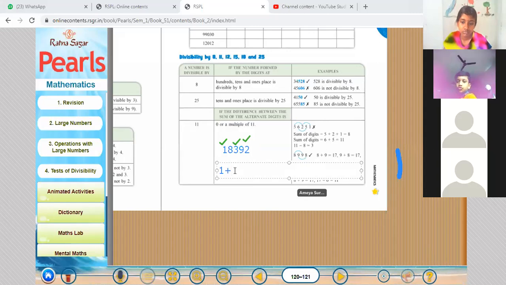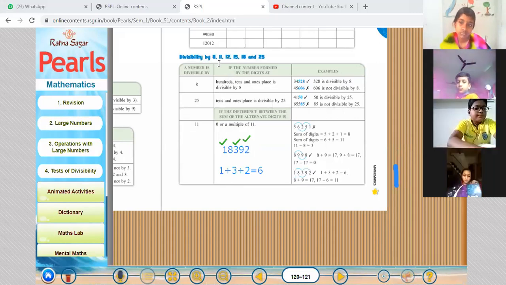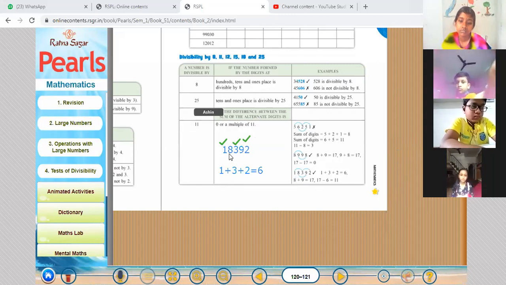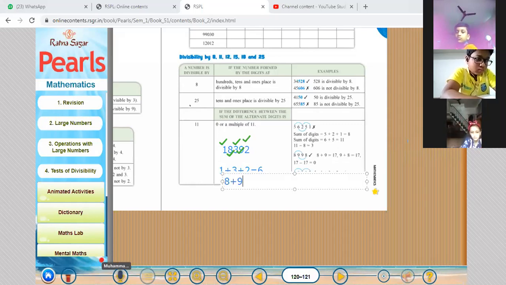So we have to find the sum of 1, 3 and 2. What is the sum of 1, 3 and 2? 6. Then what about our second pair? 8 and 9. Our second pair should be 8 and 9. Then we have to find the sum of 8 and 9. What is the sum of 8 and 9? 17. It should be 17.